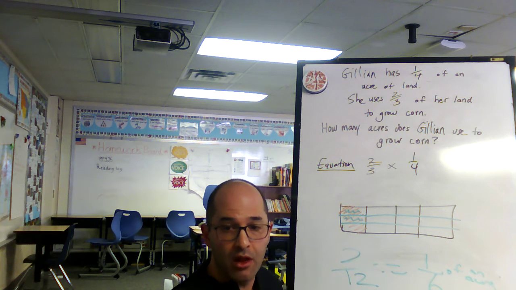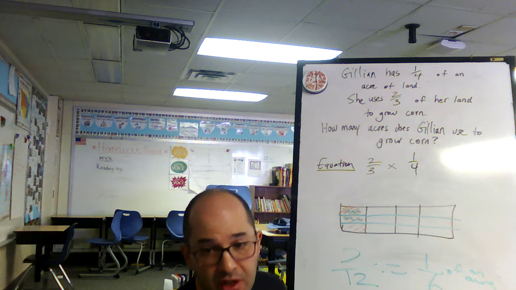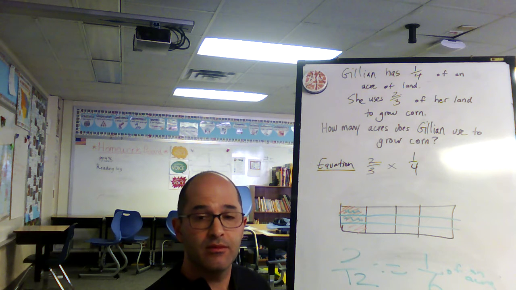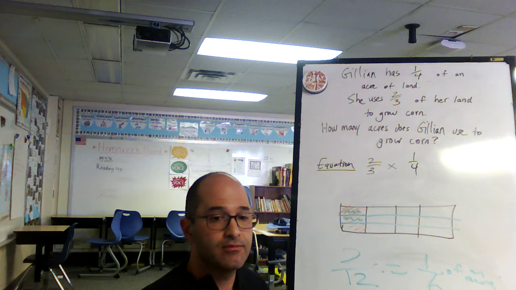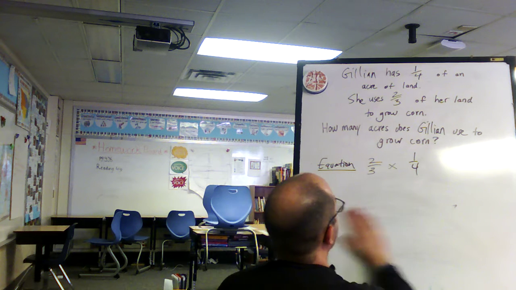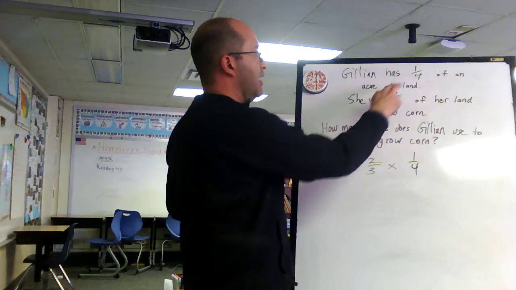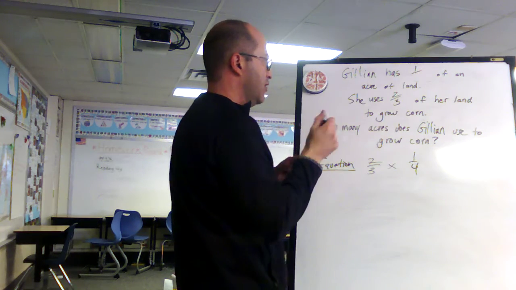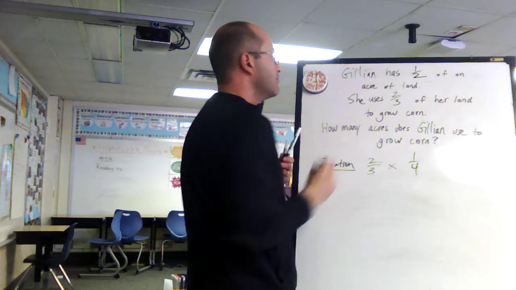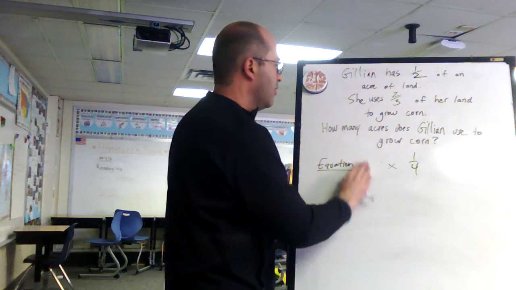We knew it was smaller than 1/4 because we were finding a fraction of it. 2/3 of 1/4 is less than 1/4. Imagine instead of Jillian owning 1/4 of an acre, she owns 1/2 of an acre. Let's see if we can figure this problem out now.